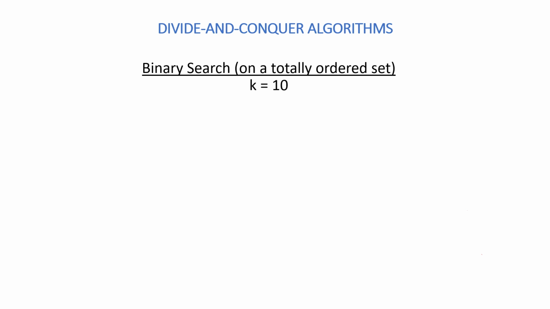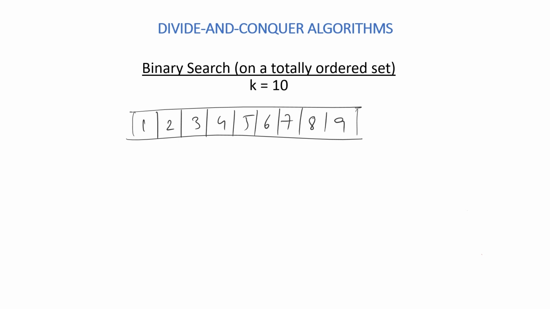algorithm. So binary search obviously is divide and conquer 101. We start with a list, numbers 1 through 9. What we're looking for is the number 10 in the list 1 through 9. As we can see, the number 10 is not in this list. What divide and conquer will do is find the midpoint, so element number 5, compare the element 10 to 5.